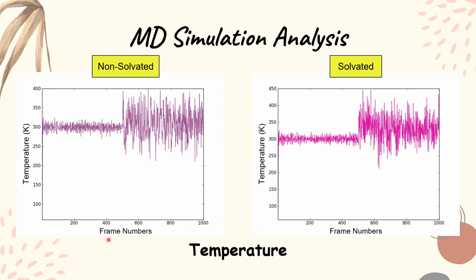Now here, the two graphs show the effect of temperature upon trajectory frame number for quercetin. The temperature was increased from 0 to 300 Kelvin, where it was constant at the first 500 frame numbers, then became inconstant after frame number 500 till the end. The highest temperature reached was 400 K at frame number around 650 before solvation, and after solvation, the highest temperature reached was 450 Kelvin, which is higher, at frame number around 580.